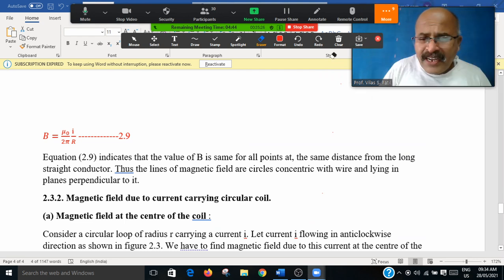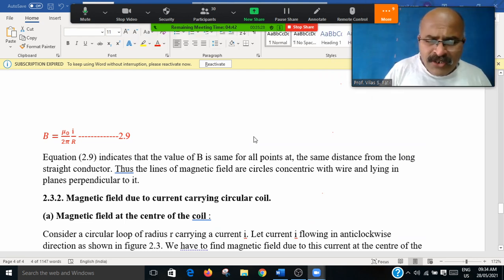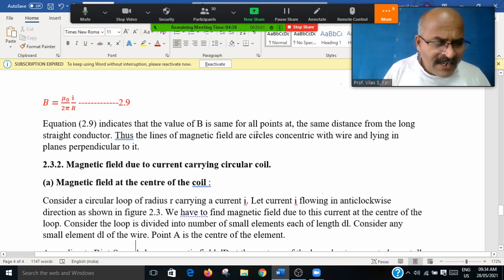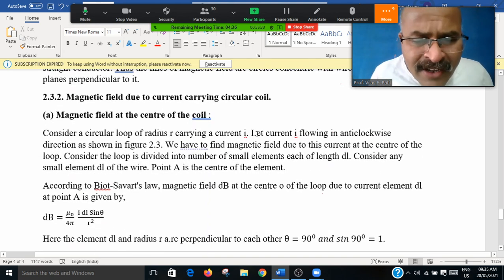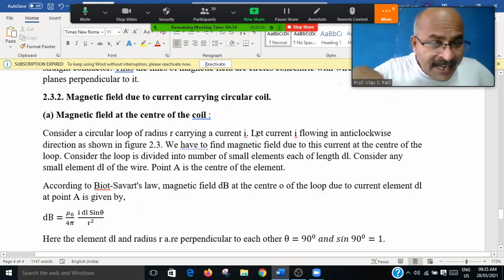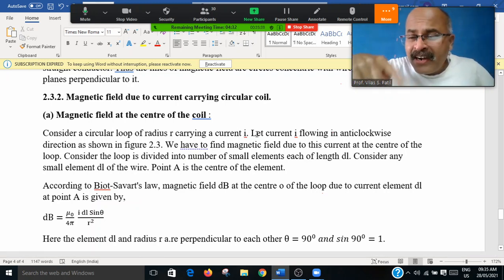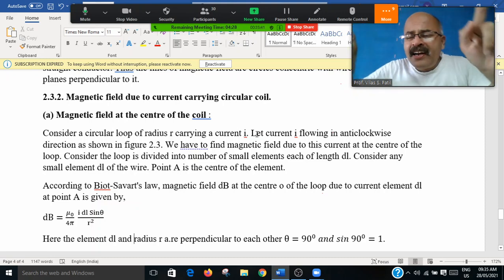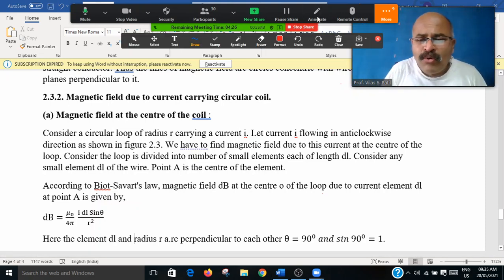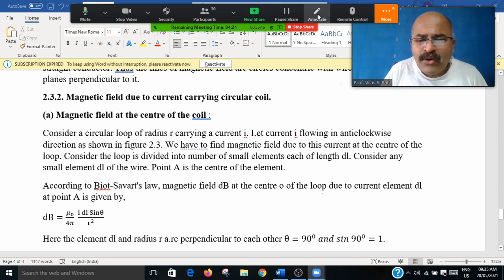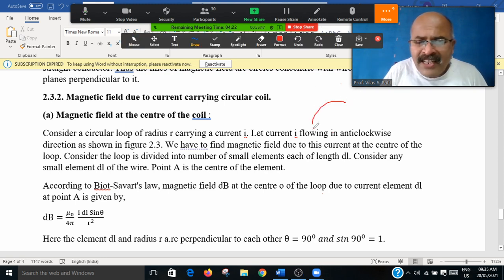See here, the second application of the Biot and Savart's law. Consider the magnetic field due to a current carrying conductor which is circular. The current carrying conductor is in a closed loop, which means it is circular. If a current I passes through it, we are going to calculate what the magnetic induction will be at the center of the coil.